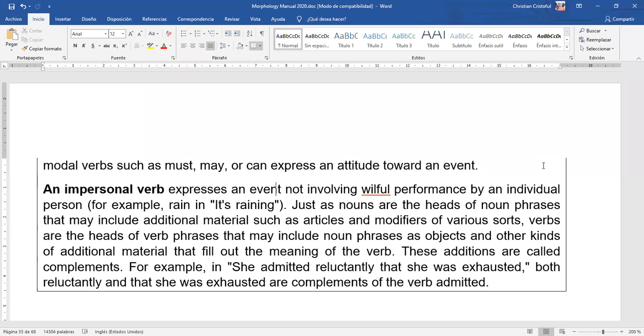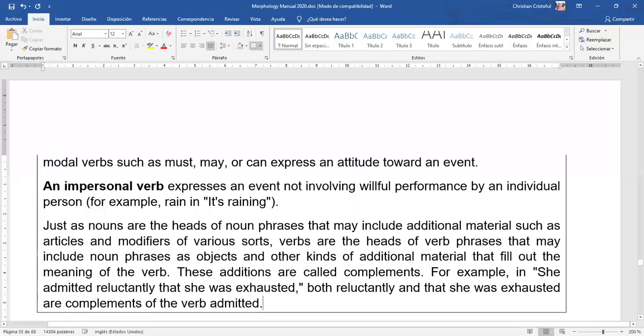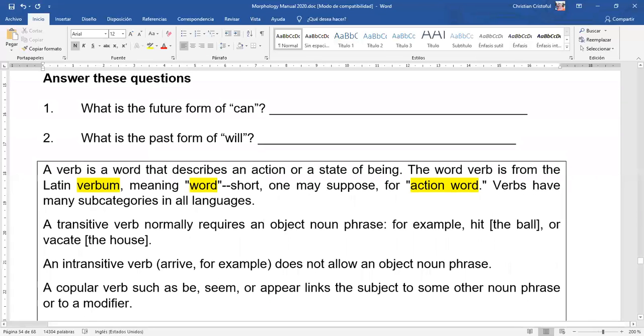Expresses an event not involving willful performance by an individual person. For example, it's raining. Raining is not an action done by a person. So just another thing, just as nouns are the heads of noun phrases, well, we will cover this in syntax, so don't worry about this either. Okay, that's what you need to know about verbs.